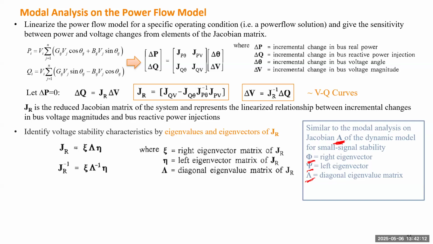Okay, so you see here, phi will correspond to Kasai, right? And psi corresponds to eta. And this lambda is the same as lambda. So basically, here we utilize the same method on a different model. For small signal stability study, we utilize modal analysis for the linearized dynamic model. But in voltage stability, we apply this same method to the power flow model.